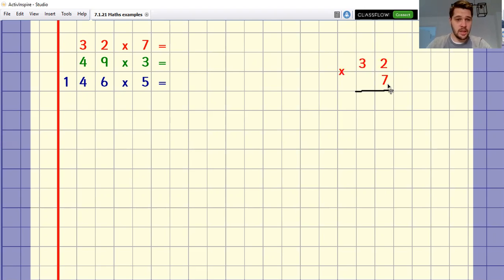Okay. The first step is I need to multiply my 2 by my 7. So 2 times 7 is 14. So I have 4 ones and I have 1 ten. So my 1 ten is going to go in my tens column and my 4 ones are going to stay here. So let's just show you that once more. 2 multiplied by 7 is 14. So I put my 4 ones and I carry my 10.